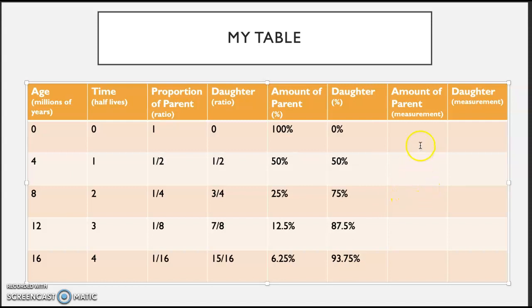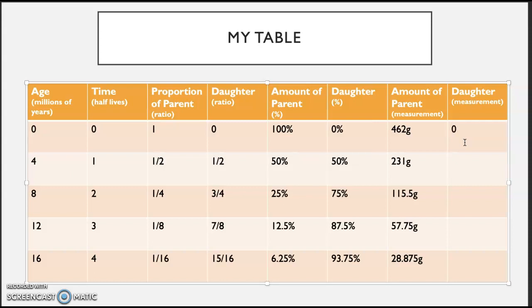All right, and then the amount of the parent, I started out with 462 grams. And so that's going to be cut in half to 231, and so on, down to 115.5, my math says, and then 57.75 grams, 28.875 grams.